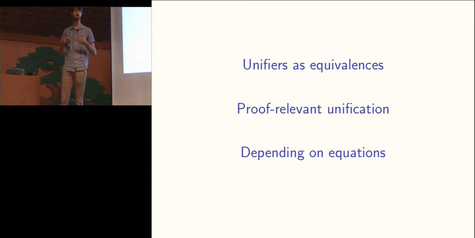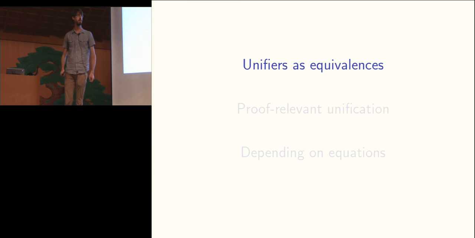So the rest of the talk is structured like this. First I'm going to explain why it is a good idea to represent the output of a unification algorithm as an equivalence. Next I'm going to explain how you construct these equivalences and how we make a unification algorithm that does this. And finally, we're going to extend this a bit to see what happens if dependently typed terms themselves become the subject of unification, because there are some interesting things going on there. So let's start with the beginning.